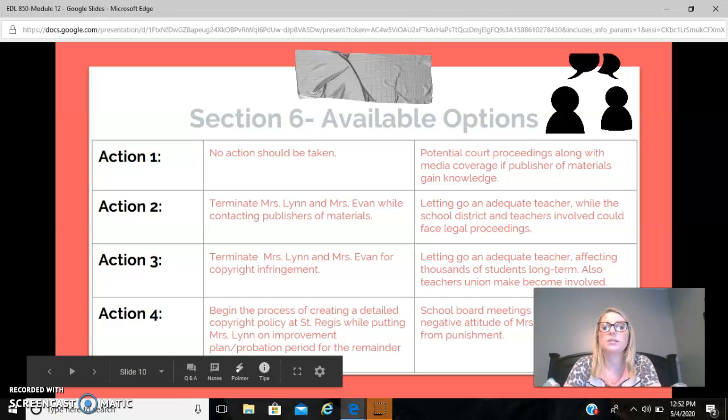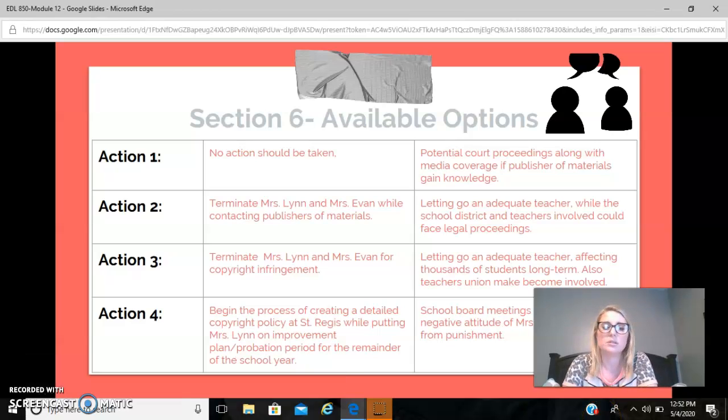Section 6 is the available options. No action can be taken. That is action 1. So this could lead to potential court proceedings along with media coverage. If the publisher of the material gained knowledge of this, they could in fact sue.